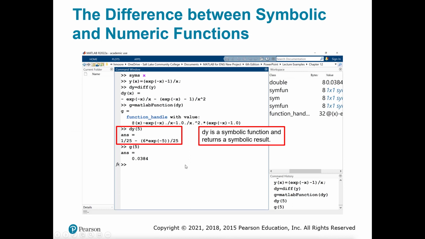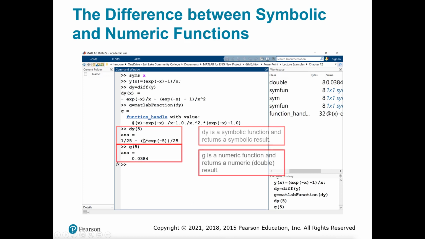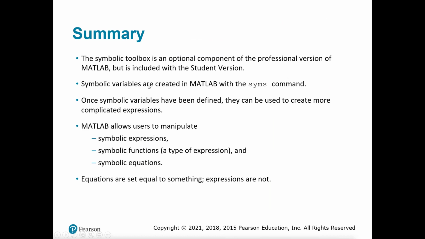Okay. So I guess I should keep going here because I still got 7 slides to go. I thought I was done. Difference between symbolic and numeric functions. dy is a symbolic function and returns a symbolic result. G is a numeric function and returns a double result. They're both the same answer, just this one is unusable for calculations. You'd have to do the double on that to get it down to where it says 0.0384.